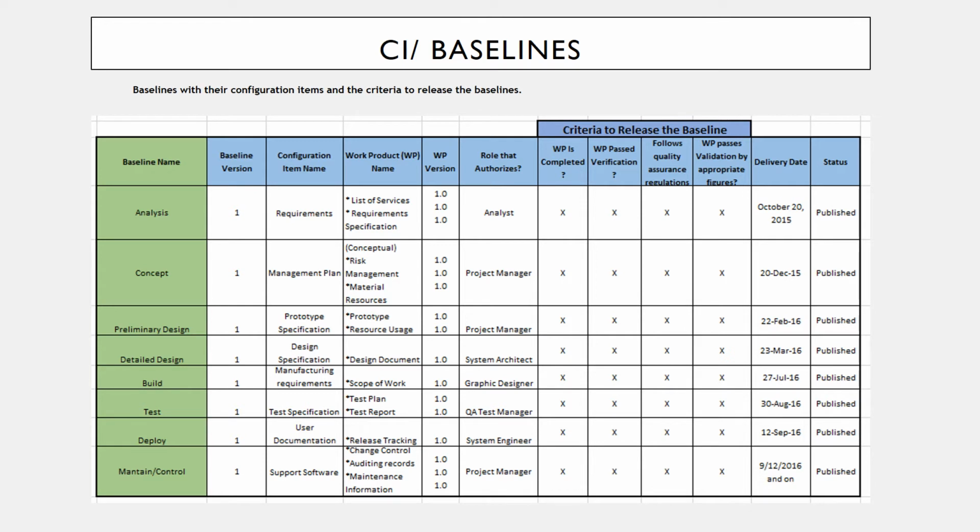We are dividing the baseline name, which is the analysis, concept, primary design, detailed design, build, test, deploy, and maintain control. Each of the sections is going to have the baseline version 1, and we're going to configure the items number. We're going to put as a requirement, management plan, test and specification, and the user documentation. We're going to start everyone with the version number 1, and then after that, we're going to create the section which is the criteria to release the baseline.